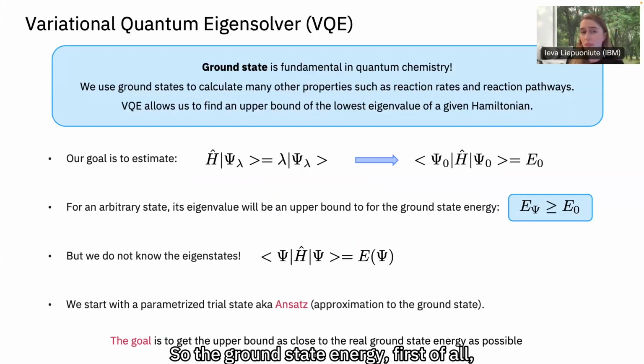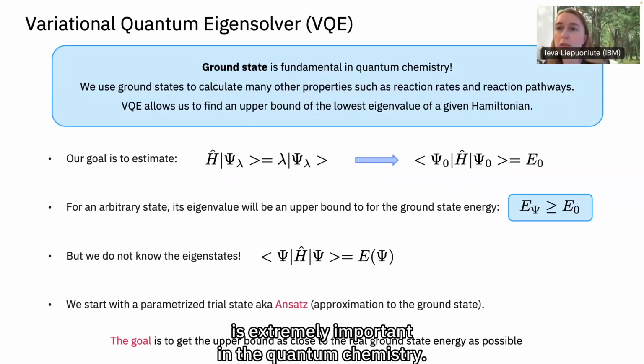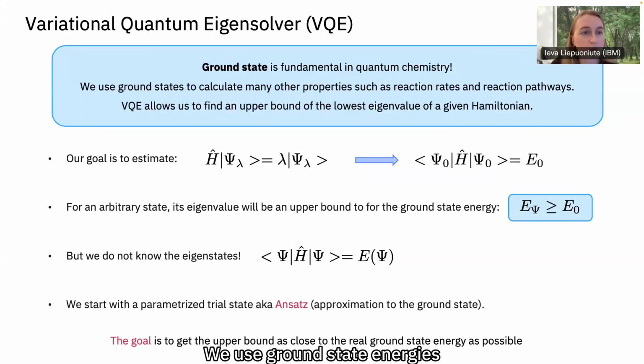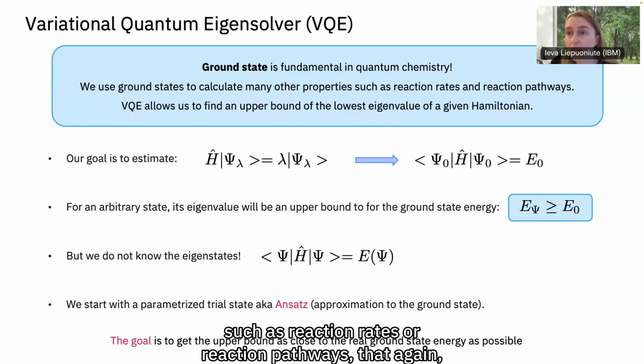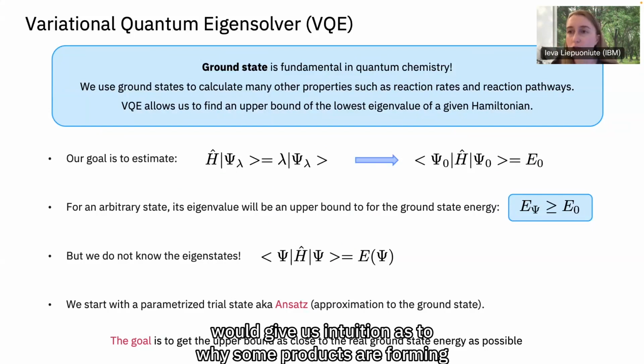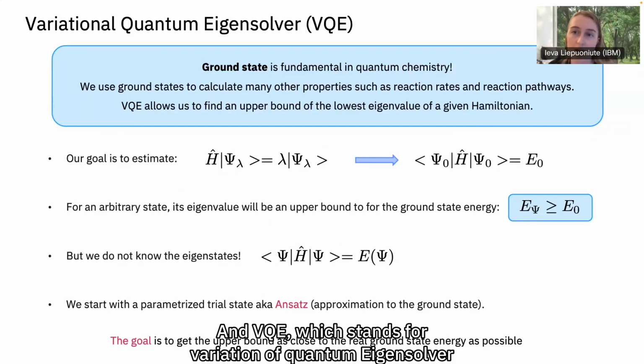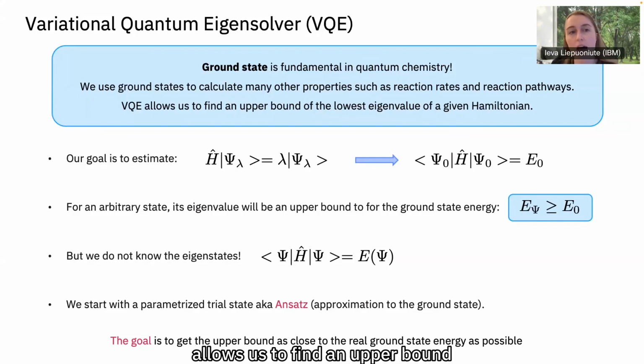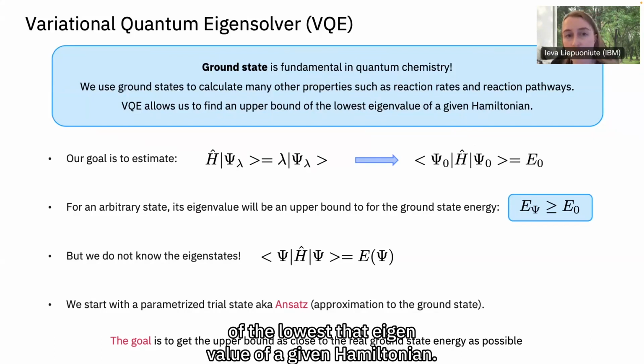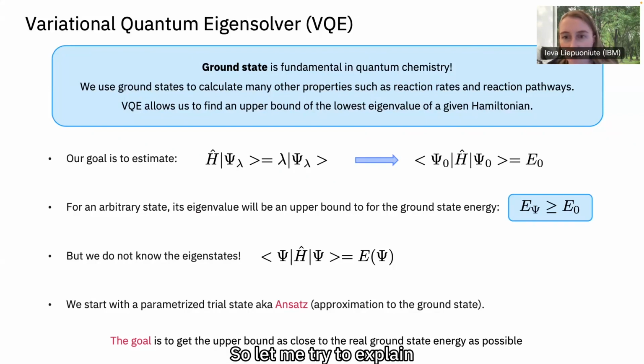So, the ground state energy, first of all, is extremely important in quantum chemistry. We use ground state energies to calculate many other properties associated with our chemical reactions, such as reaction rates or reaction pathways, that again would give us intuition as to why some products are forming or as to why some side products are forming. And VQE, which stands for Variational Quantum Eigensolver, allows us to find an upper bound of the lowest eigenvalue of a given Hamiltonian. So let me try to explain in very simple terms what's going on.